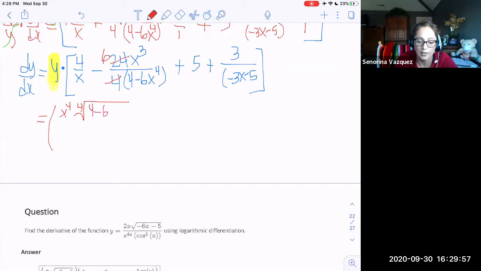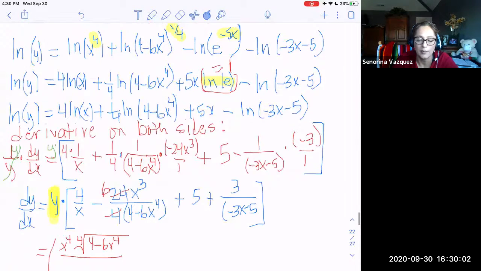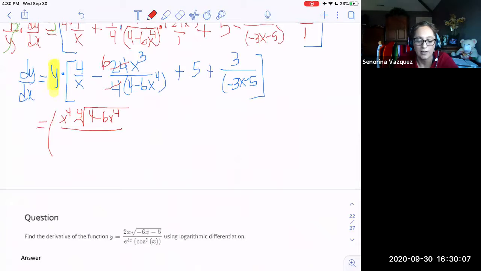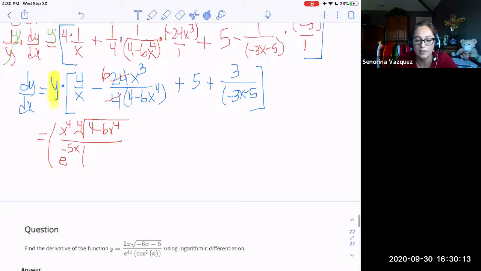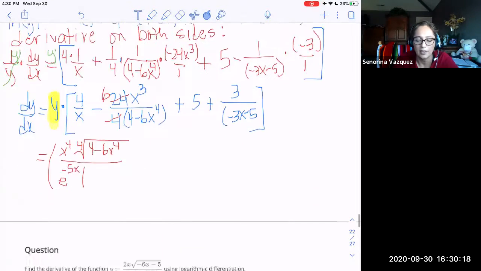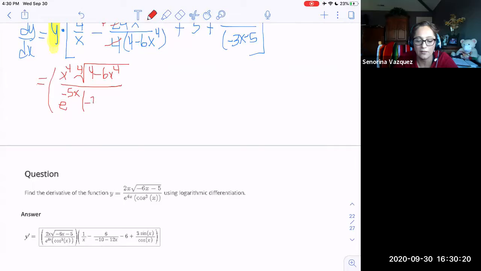4 minus 6x to the fourth, all over. And the bottom is e to the negative 5x times parentheses, I have to keep going back, negative 3x minus 5. That's y. Okay, that stuff right there is my y. I'm going to shade it in yellow so that you can see that that's what that is. That's y right there.